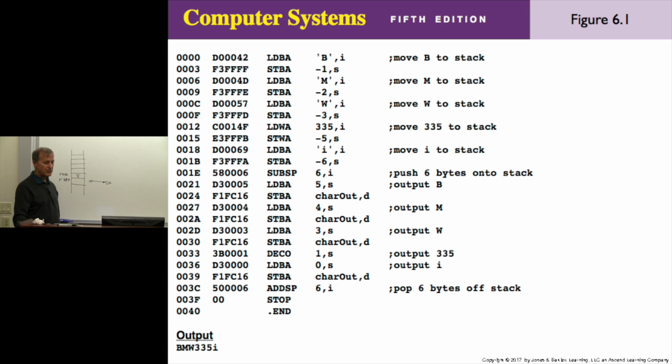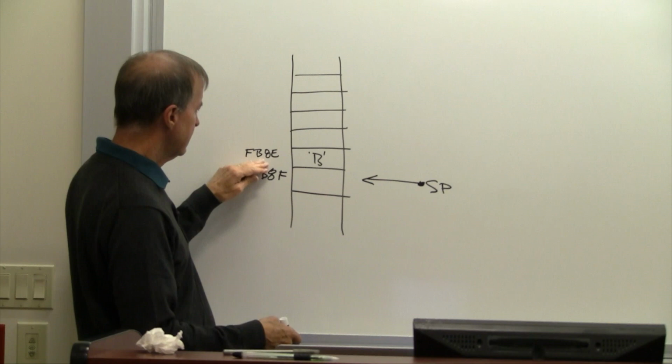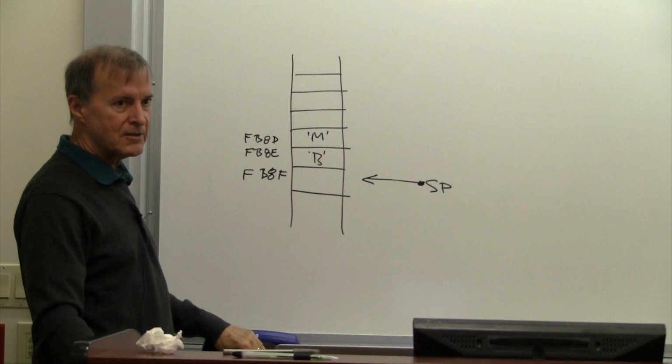Now what's the next instruction? Load byte accumulator what? M. So do you see that puts the M in the right half of the accumulator. And what's the next instruction? Store byte accumulator what? Negative 2. So what is FB8F minus 2? FB8D, is that right? FB8D, and so that puts what? The M there. Are we good? Is everybody clear?